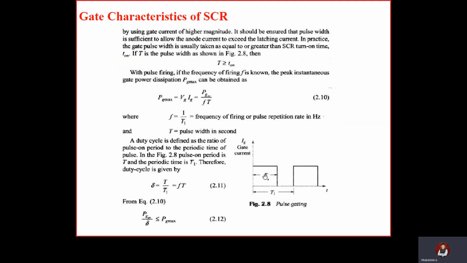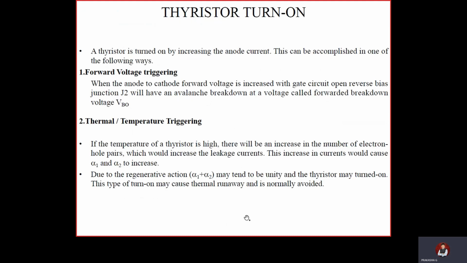See here, the pulse has been given. T is the pulse width. T1 is T on and T off put together. The duty cycle is defined as positive time with respect to the total time. You know that one, no need to explain. So the duty cycle delta is equal to T divided by T1, which is equal to F of T. You can substitute and get the answer.